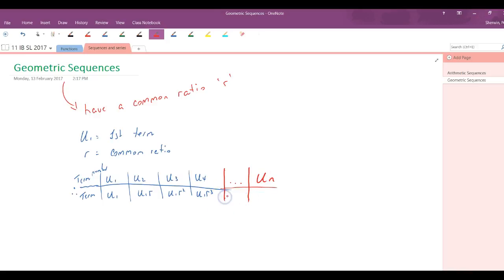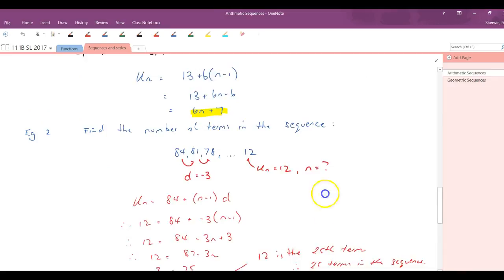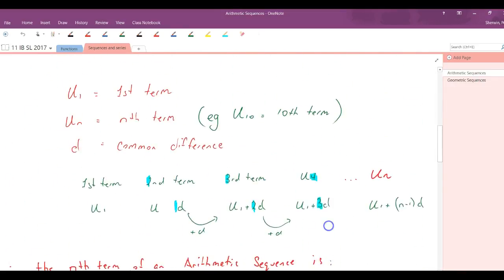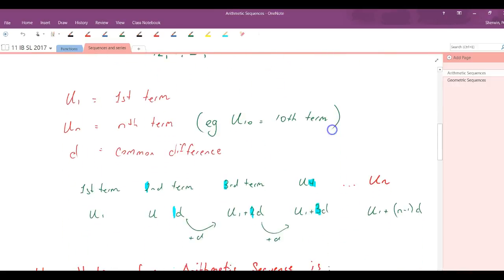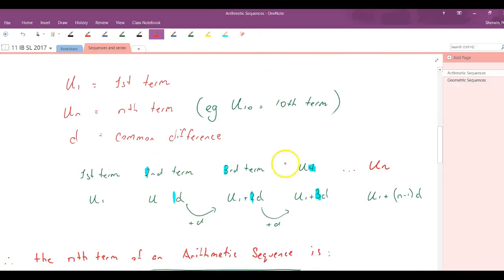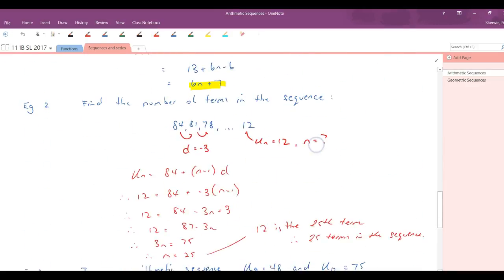If you remember back to arithmetic sequences, we did the same thing. We went through and found our nth term, didn't we? We looked at the rule: first term, second, third, fourth, all the way to Un, and we discovered that it was always U1 plus one less than n times D. So we came up with a formula: the nth term equals U1, the first term, plus one less than n times D. And that enabled us to do all sorts of stuff.